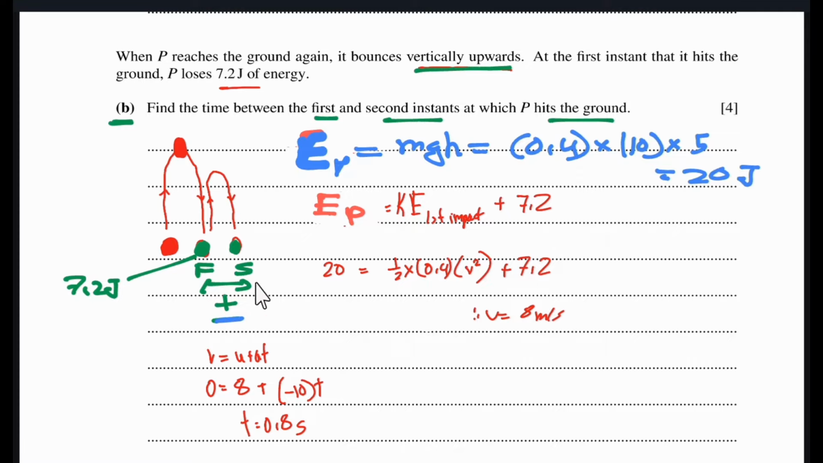So what is the kinetic energy at this point? Kinetic energy is equal to half mv squared. So we can use this equation to find the value of u, that is 8 meters per second. That means the speed at this point, that is the value of u, comes to be 8 meters per second.